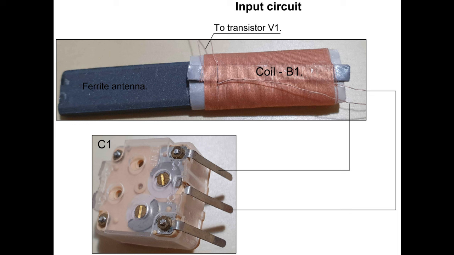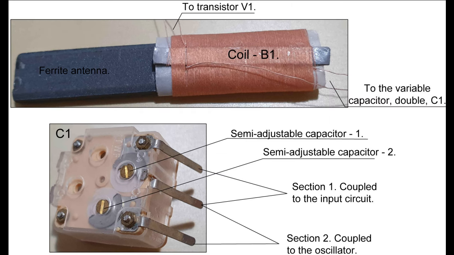Coil B1 is placed on a ferrite bar that acts as an antenna. This ferrite bar concentrates the magnetic field of the radio waves, so that a strong signal will be produced in the coil of the input circuit. The variable capacitor C1 is used for simultaneous adjustment of the input filter and the local oscillator.